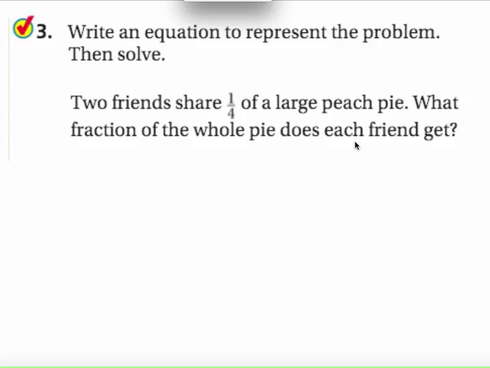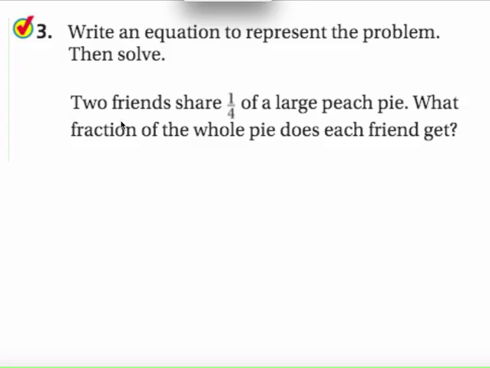Using dividing fractions and whole numbers to work on story problems today, we're going to be learning how to write an expression and draw a picture to help us solve these problems. So I have two problems to share with you. This is the first one. It says write an equation to represent the problem and then solve.